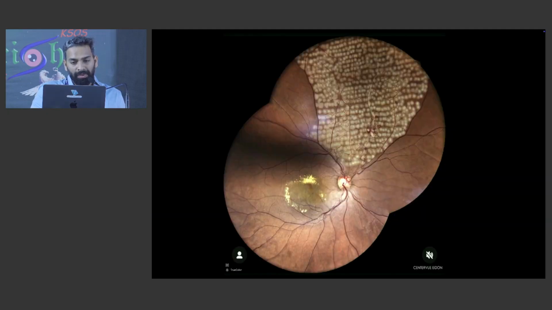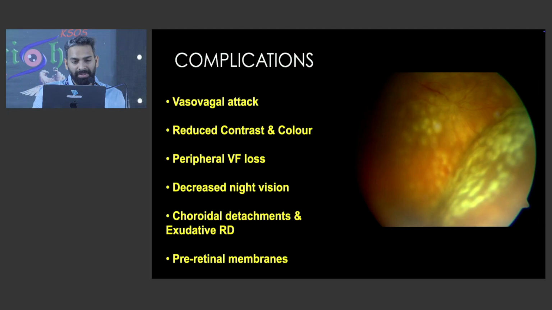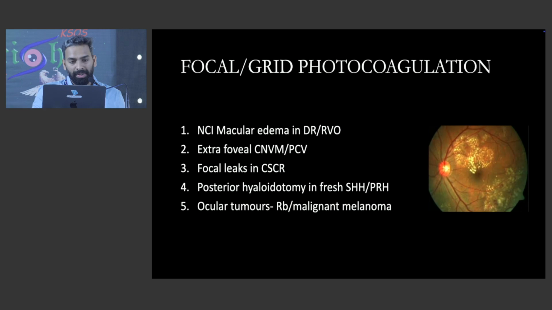This is an RVO laser that was done. You need to complete the whole area, otherwise you'll again see NVEs and NVDs coming. You can also combine your PRP with FFA guidance to see the CNPs. Complications like vasovagal attack, decreased night vision and reduced contrast can all occur.